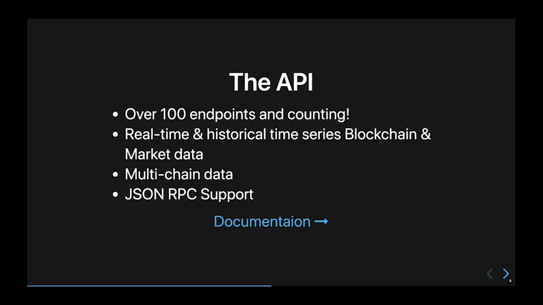Okay, so our API has over 100 endpoints and counting, and we have both real-time and historical blockchain and market data. You can access that real-time data via our WebSockets and multi-chain data support as well. All of the endpoints that we have apply to all the different blockchains. So same endpoints, different blockchains, we just change a header, which we'll see in a second. And then we have JSON RPC support as well. That enables you to interact directly with the blockchain node, just in case people are still using legacy code that includes RPC requests. It just makes it easy to switch over.